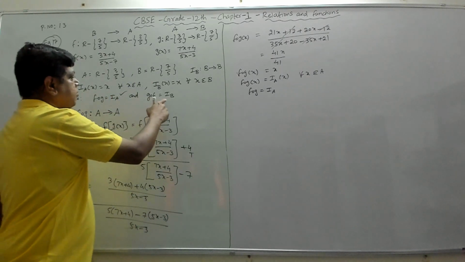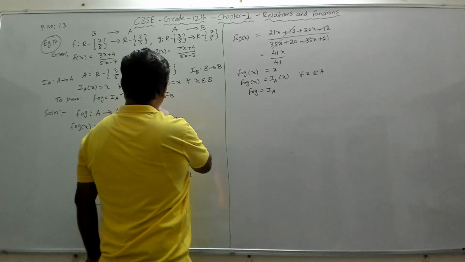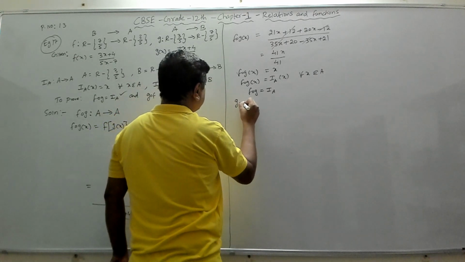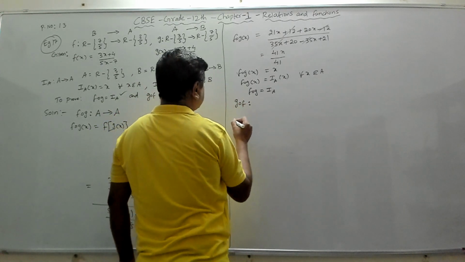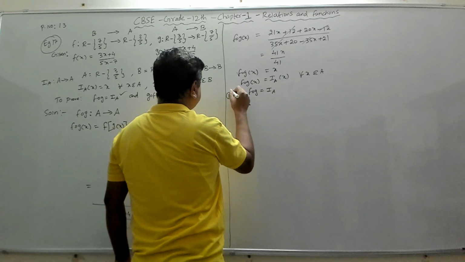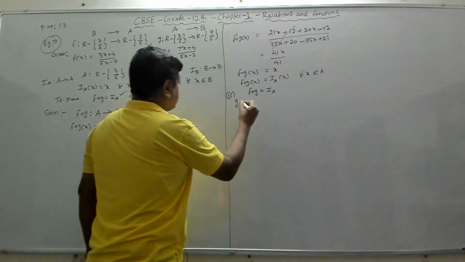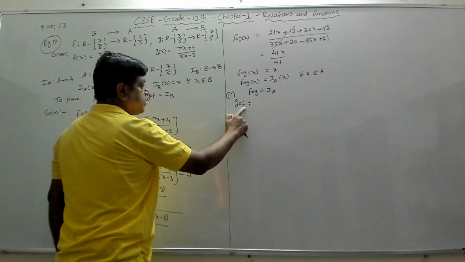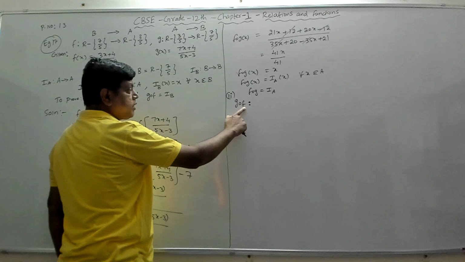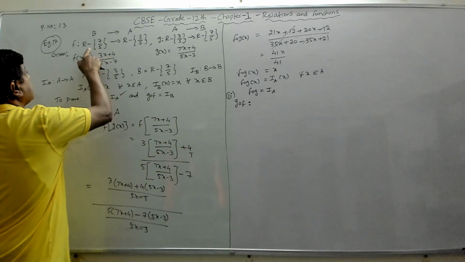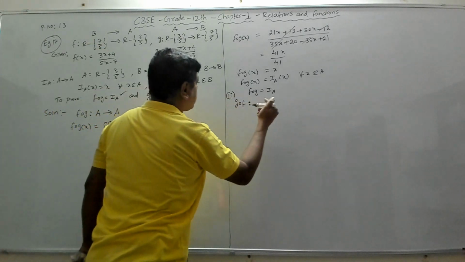Now we should prove G of F. Second part. Proof for the second part. What is G of F? Now G of F is a function from which set to which set? Now we have to see this set. Function F, F is from which set? F is from this set, B. So G of F will also be from this set B.